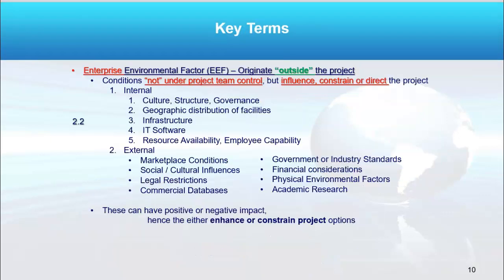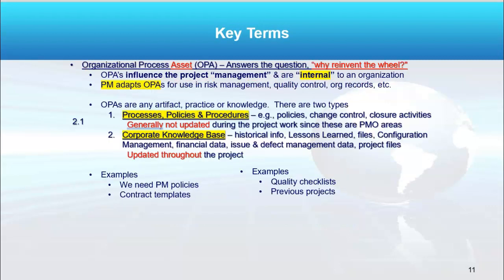And EEFs are largely things that impact your project, but are outside your project control, right? That's an EEF. And I give some examples here of internal and external. Now, an OPA are things internal, but yet are meant to help you in your project. So one would be processes, policies, and procedures, right? These are predetermined. You can modify them, get approval first, but they're useful. They're assets to you, and that's why I highlight the word assets in organizational process assets.